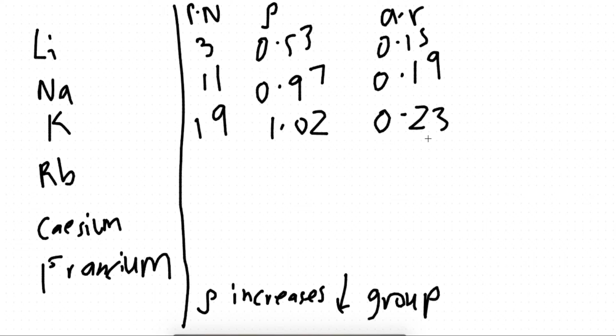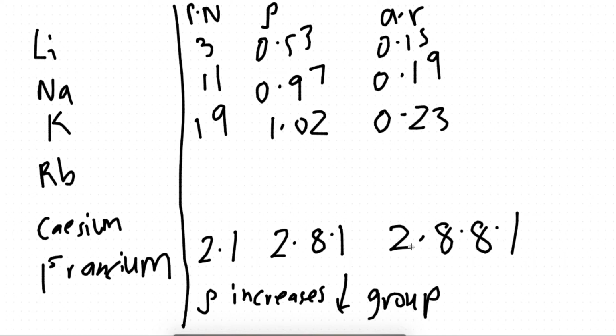Think, what is the electronic configuration of lithium? 2.1. Electronic configuration of sodium? 2.8.1. Electronic configuration of potassium? 2.8.8.1. What is increasing? The number of shells. So that's why the atomic radius increases as we go down the group, because the number of shells filled with electrons, remember the keyword, filled with electrons, increases. Okay, guys, we good so far?